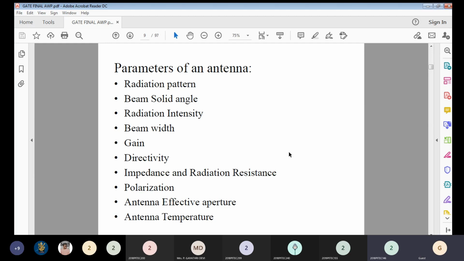By next class, we'll see 3 more concepts and topics of our syllabus: dipole, monopole, and linear antenna patterns. Okay, that we'll see by the next class.